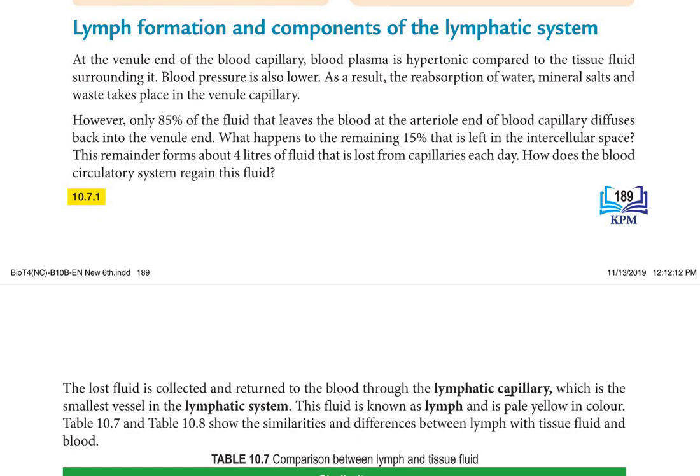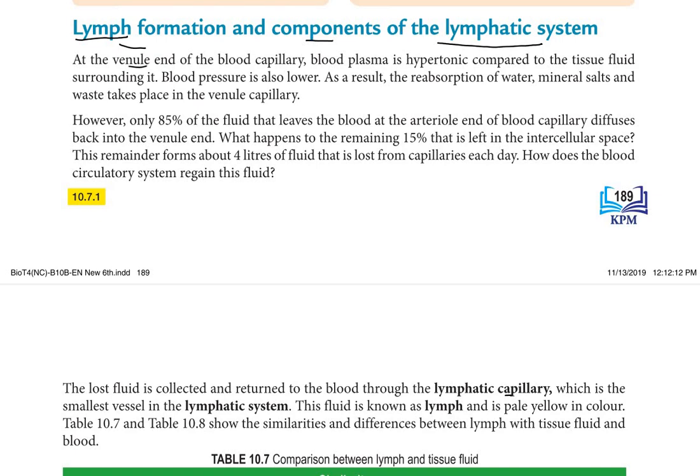Okay, so now let's move on to the next topic, lymph formation and the components of the lymphatic system. Before this, we have learned about tissue fluid formation, which comes from the blood plasma that diffuses continuously into the intercellular space and surrounds the cells. So that is tissue fluid. Now we are going to learn about another fluid formation, lymph formation. We read first, and later I will explain by using the diagram.